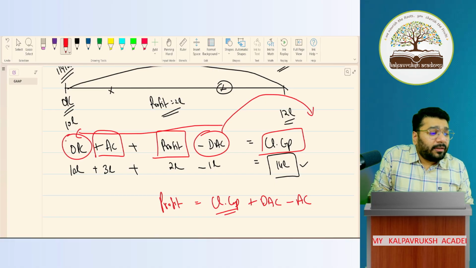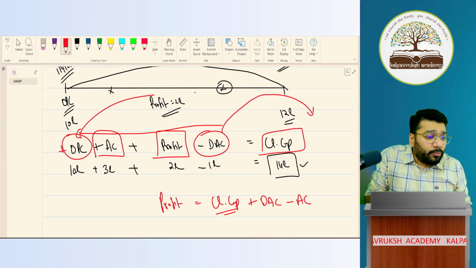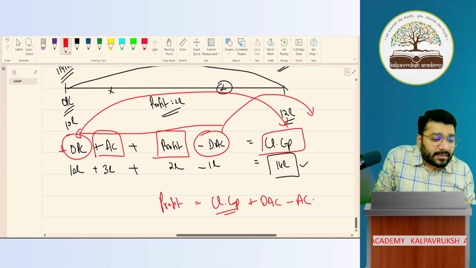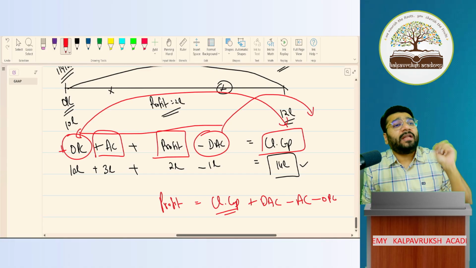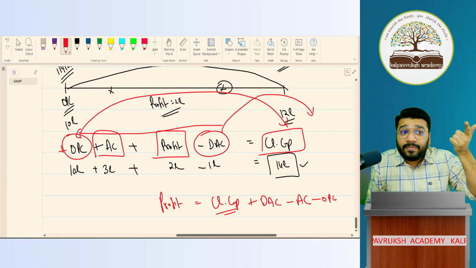And this opening capital, no plus or minus is given, so what do we assume? It is plus opening capital. Plus opening capital, when it goes to the other side of equal to, plus becomes minus, minus opening capital. We will get profit or loss. If the answer is positive, profit. Negative means loss. Positive means profit.